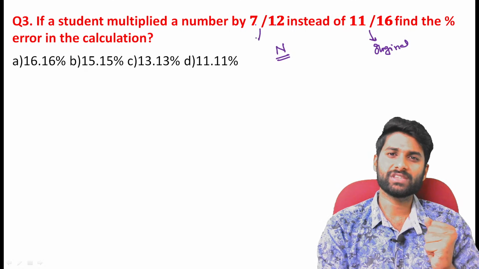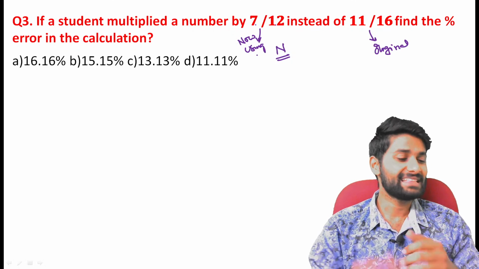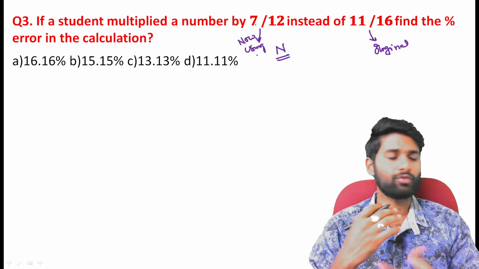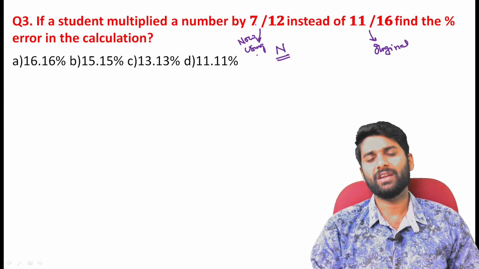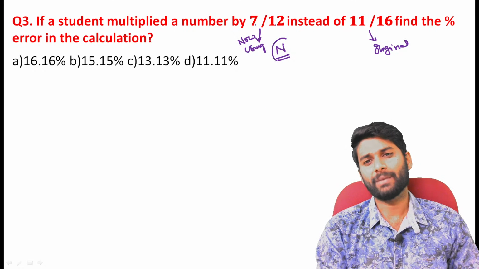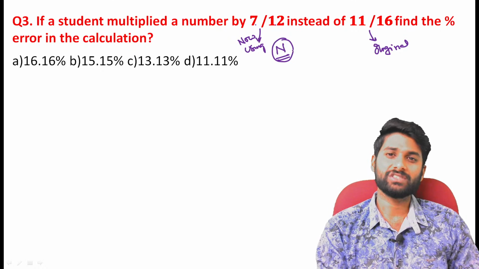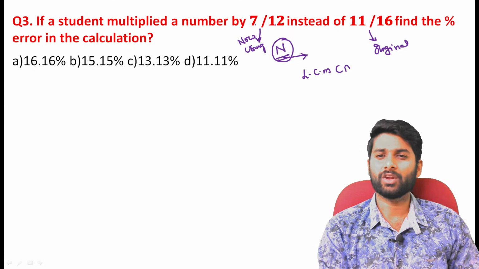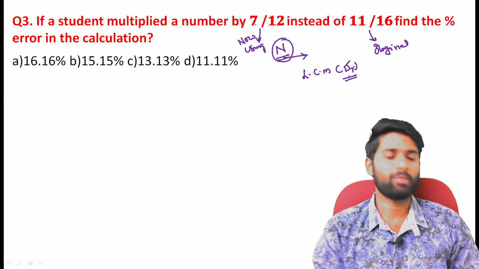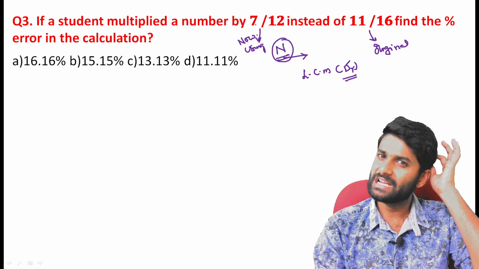But he was using the wrong multiplication number. Now he was using 7 by 12. So definitely there is an error. What is the error? First of all, we need to identify the number. That is the most important part. So just assume the value, guys. The assumption of the number simply depends on the LCM of the denominators.